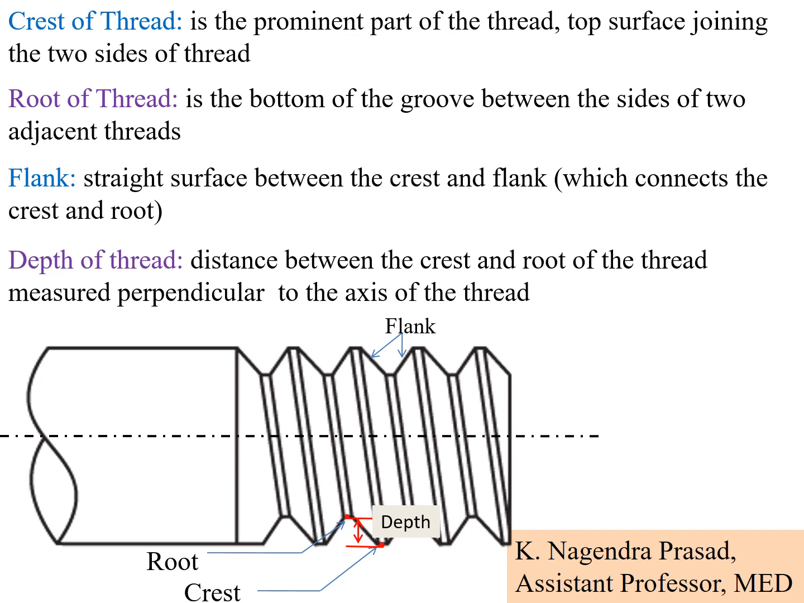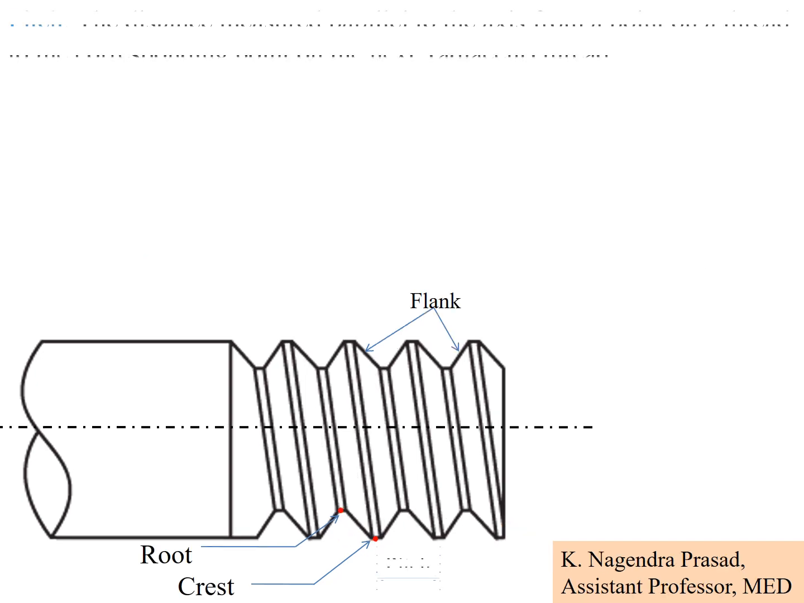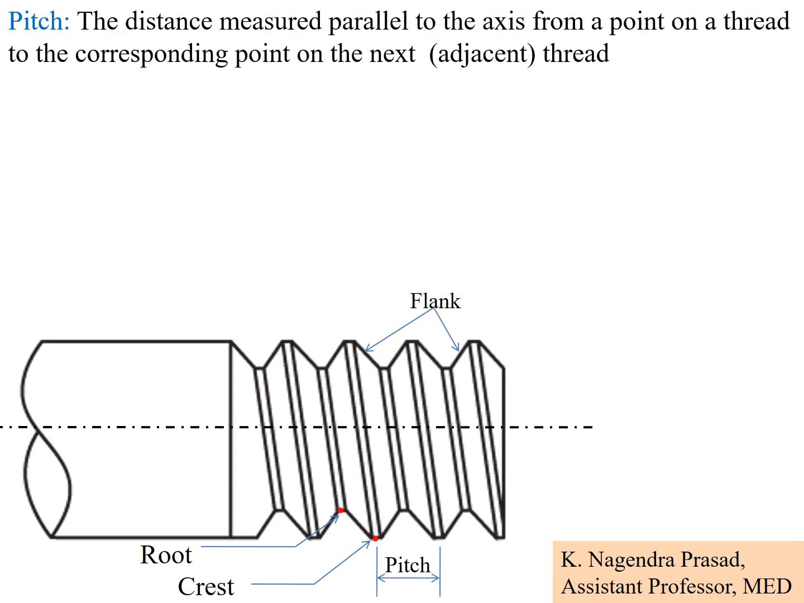The next element is the depth of thread. It is the distance between the crest and root of the thread, measured perpendicular to the axis of the thread. The next element is the pitch. Pitch is the distance measured parallel to the axis from a point on a thread to the corresponding point on the next thread. In the diagram, pitch represents the distance between two crests.